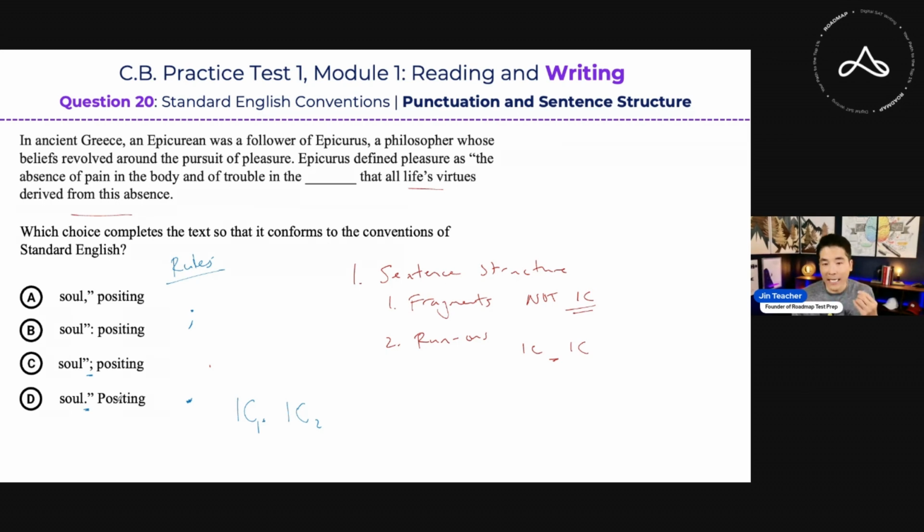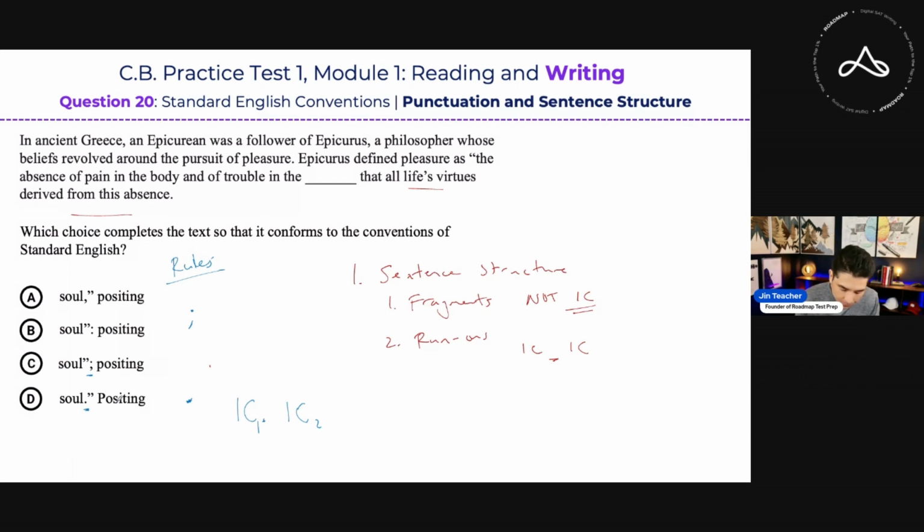Now, if you don't know what independent clauses are, an independent clause is just a complete sentence, where you have a subject, verb, and a complete thought. It's extremely important that you're able to identify independent clauses, dependent clauses, and phrases, because that is the fundamental knowledge you need to master punctuation and sentence structure. Without knowing them very well, you're going to have a very hard time with punctuation and sentence structure questions.